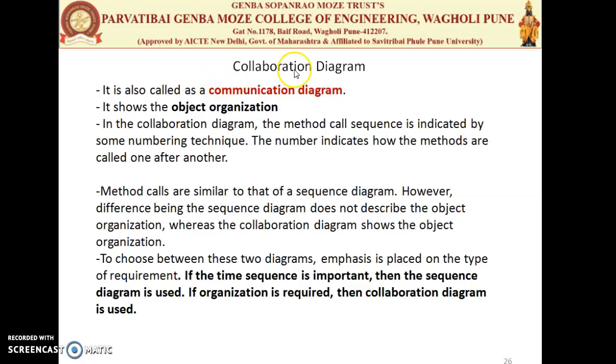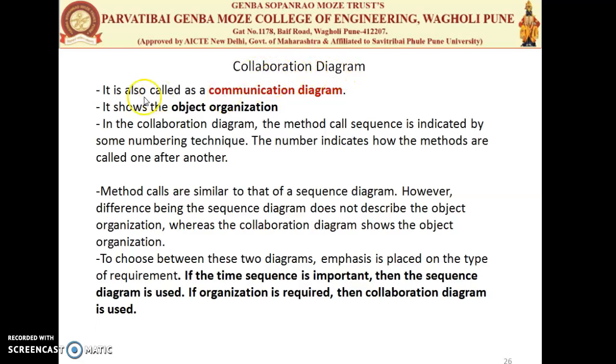Both the sequence diagram and the collaboration diagram are 80% the same in overall structure, but the difference is in the organization. The collaboration diagram focuses on the object organization, whereas the sequence diagram focuses on the timeline sequence of the method calls for the particular objects. So whenever time or the sequence of actions is important, we have to use the sequence diagram, and whenever the organization of the objects is important, we will use the collaboration diagram.